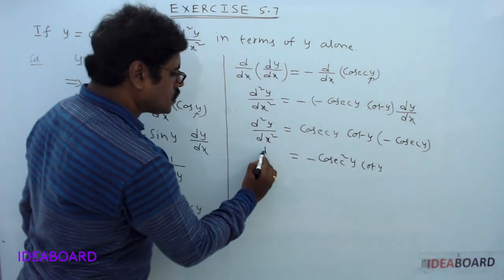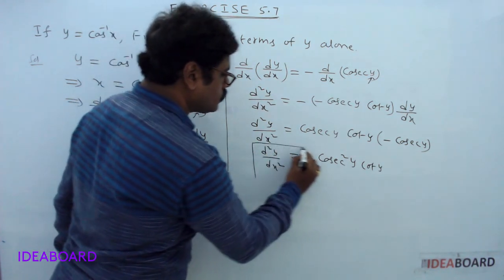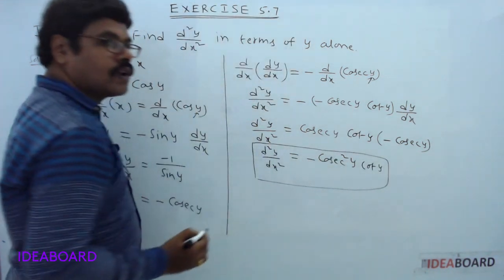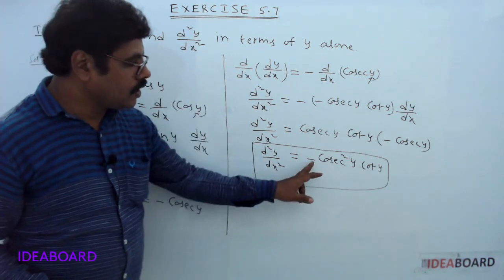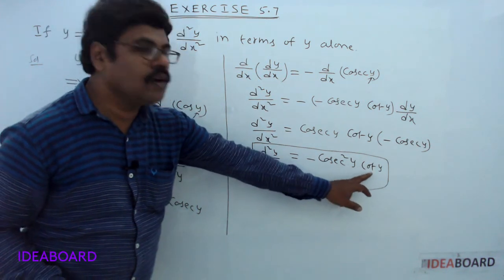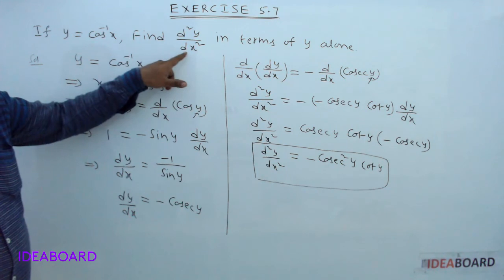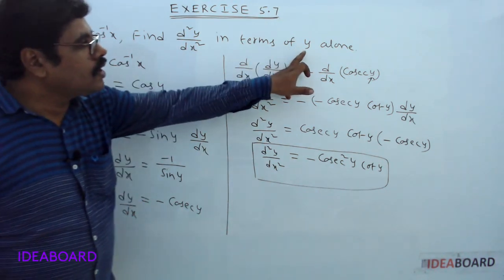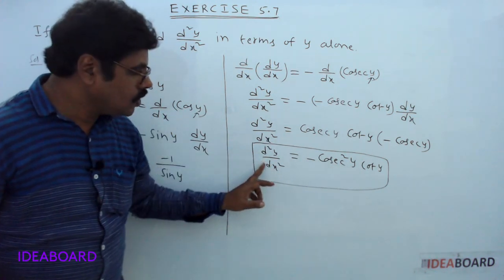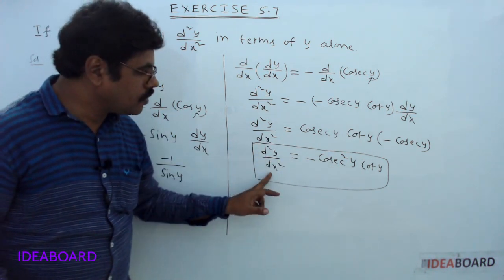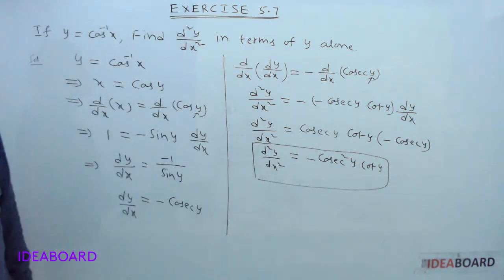Now corresponding LHS part, d square y by dx square. Now see the value of d square y by dx square: minus cosecant square y into cot y. Now observe the statement of the problem: find d square y by dx square in terms of y alone. So here the complete value of d square y by dx square is in terms of y. Now that is our required solution.